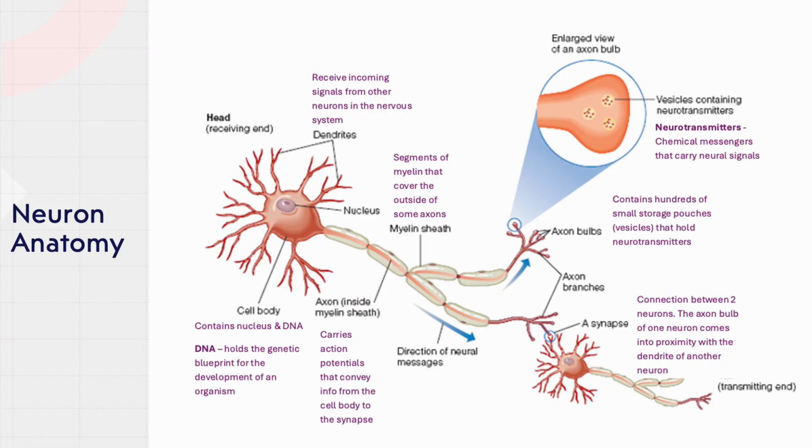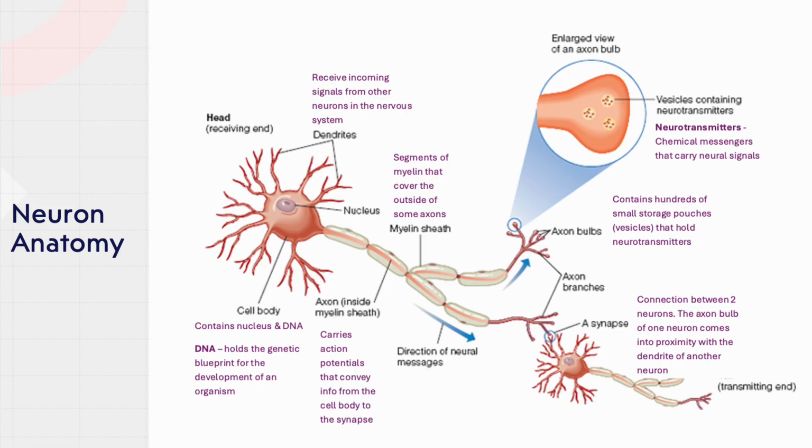The axon is within that myelin sheath we talked about in the last slide, and this axon will help carry what we call action potentials. We'll get into that later on in the lecture, but this is what will convey info from the cell body to the synapse and then to another cell. So that transmits all the way down to axon bulbs. So these are the end of your neuron, and they contain a bunch of tiny little storage pouches that we call vesicles, and they hold neurotransmitters.